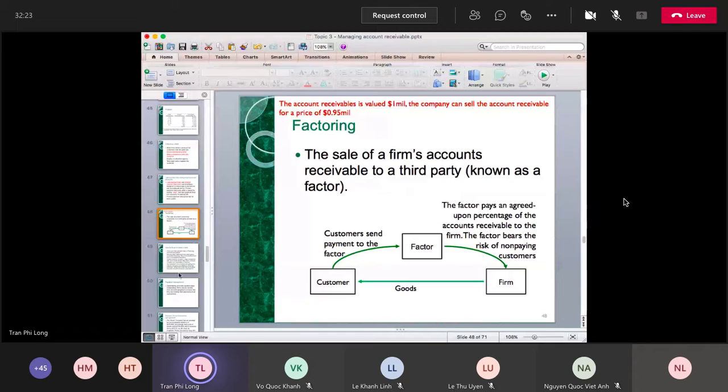And at the end of this chapter, I give you a paper. You can download this paper on the internet, and then you can read it. That paper talks about factoring, the determinants of factoring.